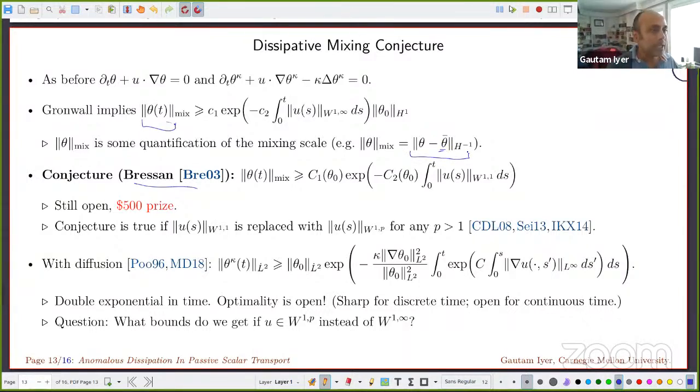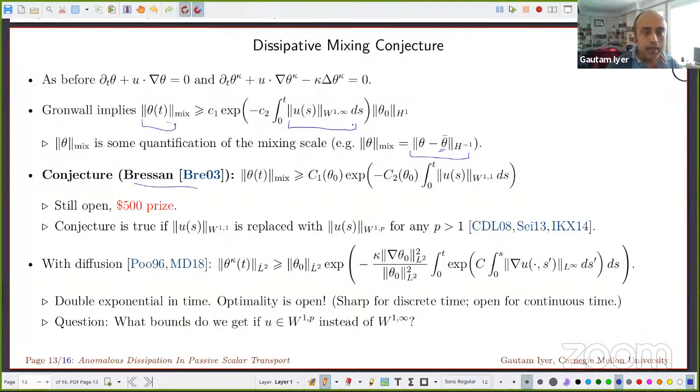You can't mix faster than exponentially. This is a quick calculation you can do by Gronwall and check, hey, look, the mixing scale cannot decrease faster than e to the minus the integral in time of the norm of gradient u in L infinity. So norm of u in W1 infinity, the Lipschitz norm of u. That's my lower bound of how fast I can mix.